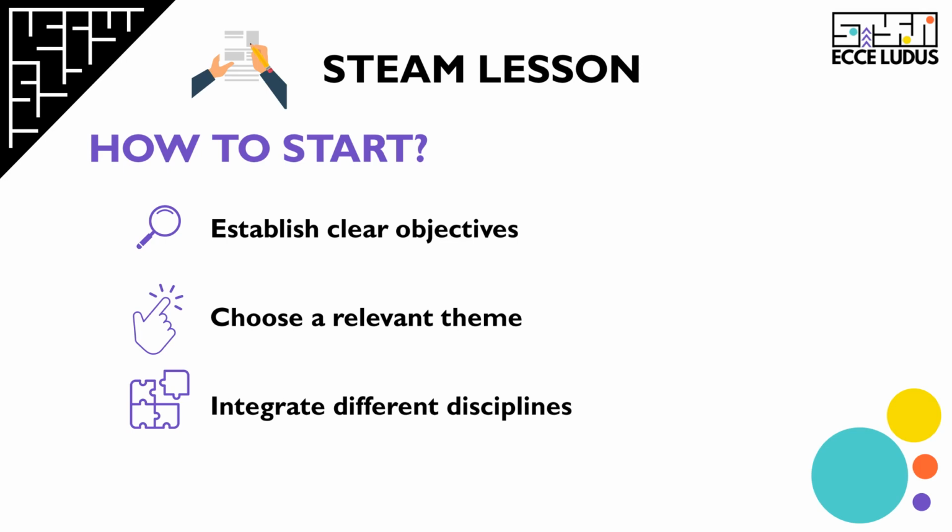The second step is to choose a relevant theme. Select a theme or problem that is relevant to students' lives or interests and can be approached from various STEAM angles. Then you need to think about interdisciplinary integration. Ensure that the lesson incorporates elements from STEAM disciplines and shows how these areas are interconnected and can be applied to solve real-world issues.